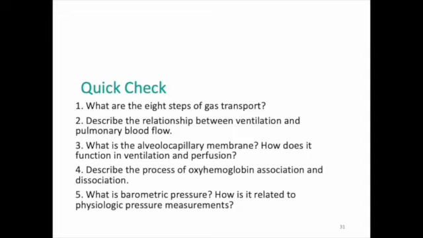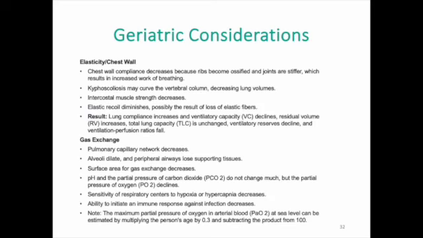By this time, you should be able to discuss the 8 steps of gas transport, describe the relationship between ventilation and pulmonary blood flow, discuss the alveolo-capillary membrane and how it functions in both ventilation and perfusion. You should be able to describe the process of oxyhemoglobin association and dissociation. What is barometric pressure and how is it related to the physiologic pressure measurements? We're going to end this presentation discussing geriatric considerations.